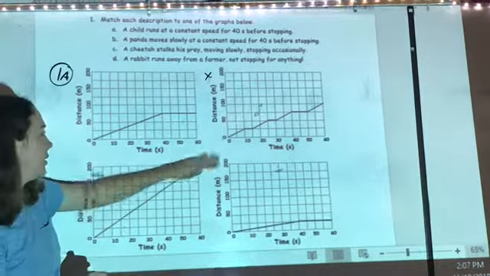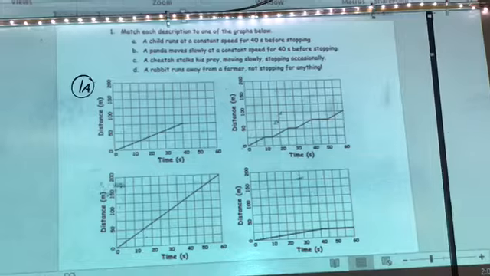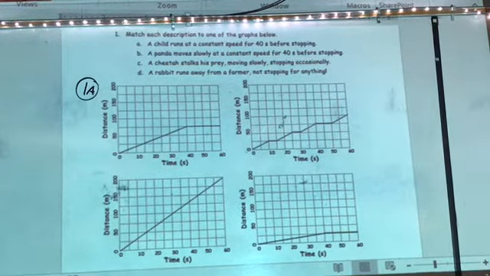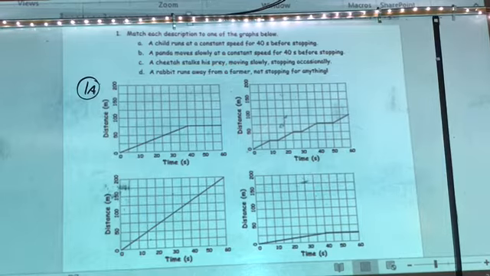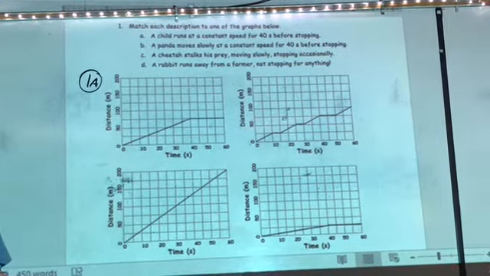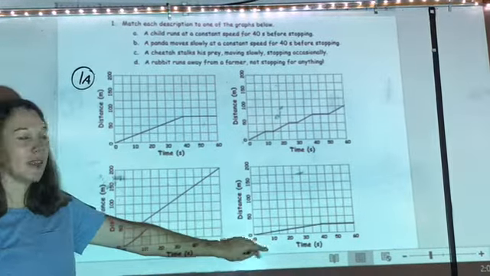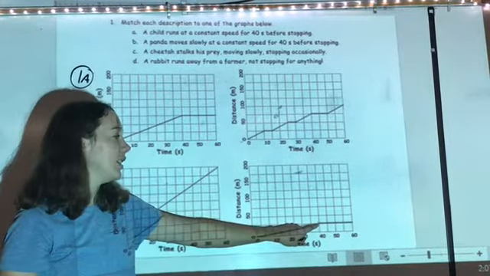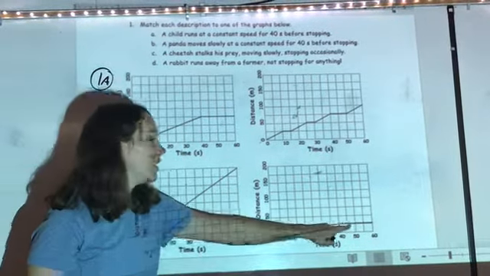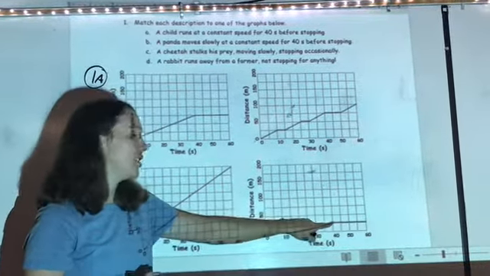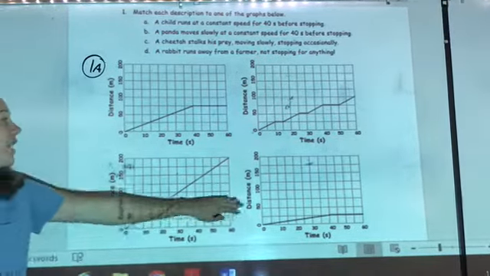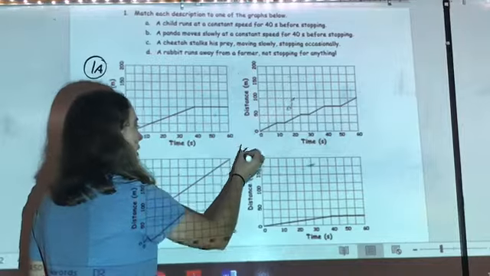Now we'll go ahead, get our 3 options back up there. We're going to look at 1B. A panda moves slowly at a constant speed for 40 seconds before stopping. This is the exact same situation. In this case, a panda is moving slowly. So we already know this last graph here has a constant speed until 40, where it then stops. And by stops, we mean our distance isn't getting any greater. If your distance isn't getting greater, you're not moving forward, so you've come to a stop. So we know this last graph has to be 1B.